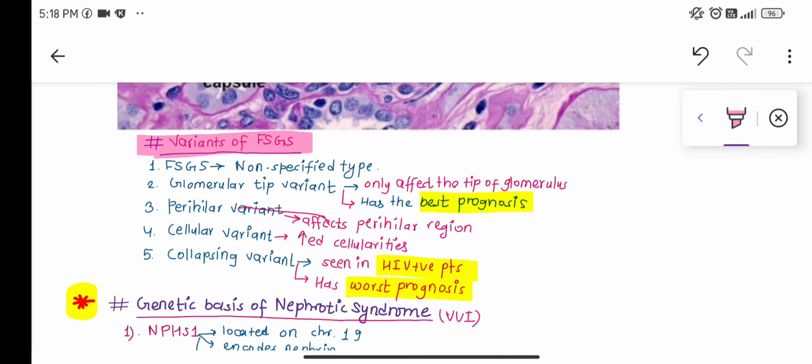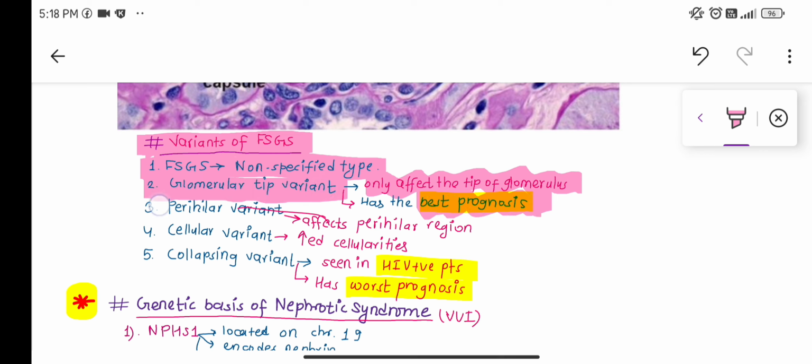So now the different variants of focal segmental glomerulosclerosis. It can be the one that we have discussed, that is the non-specified type of focal segmental glomerulosclerosis. Second is the glomerular tip variant. Glomerular tip variant means it only affects the tip of the glomerulus, and it has the best prognosis. So this can be asked: the glomerular tip variant has the best prognosis.